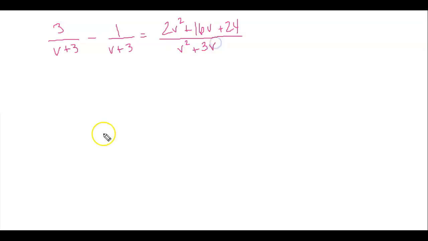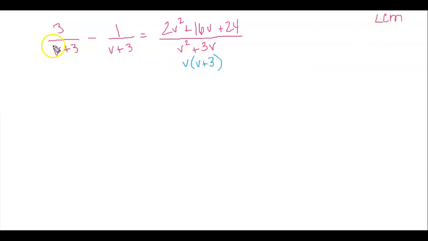3 over v plus 3 minus 1 over v plus 3 is equal to 2v squared plus 16v plus 24 all over v squared plus 3v. So again, not a proportion. We need to figure out what our LCM is going to be. So this is already factored, and this is already factored. This has a common factor. It's v times v plus 3.